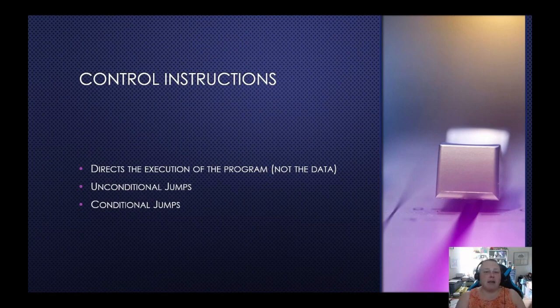This is going to direct the execution of the program, not the data, the program. So you have something called jumps. There are unconditional jumps and conditional jumps. Now, a jump is just going to be a take me to another location, take me to another address. An unconditional jump is just go to that specific address. A conditional jump, on the other hand, is if something happens or if something is true, then go to that address. So they're just slightly different.